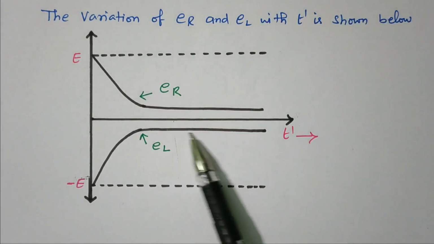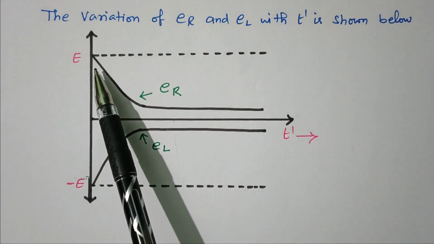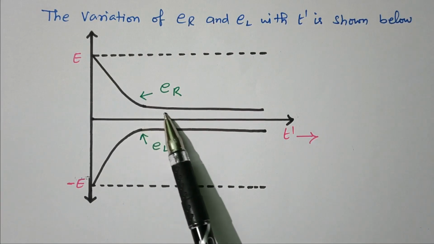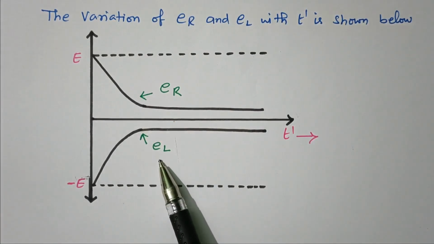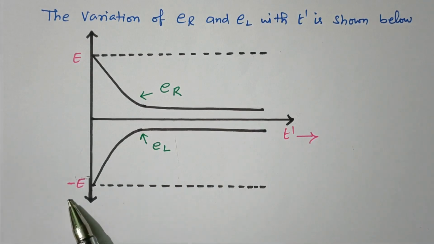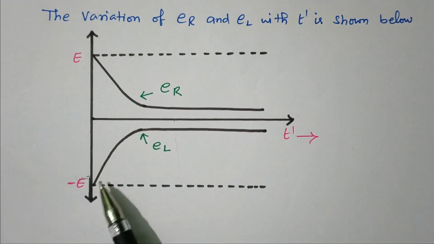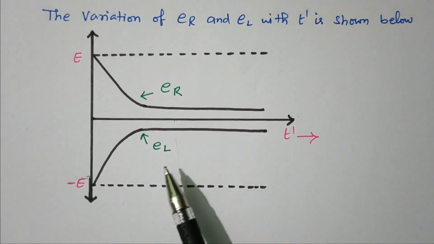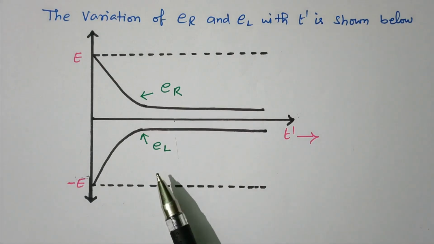So this is the time t dash. Here E is available. We already identified that the voltage across the resistor decreases from the maximum value, it keeps on decreasing. The voltage across the inductor also decreases, but in the negative region, minus E. It is in the negative region, which means it is decreasing. Both are in a decreasing manner, but ER in the positive region and EL in the negative region.